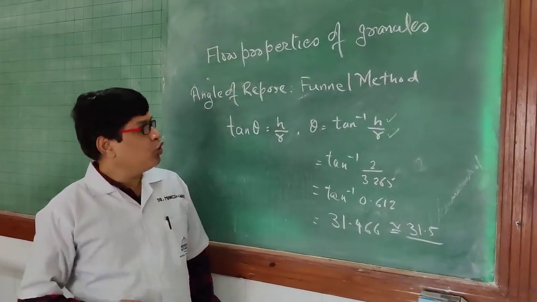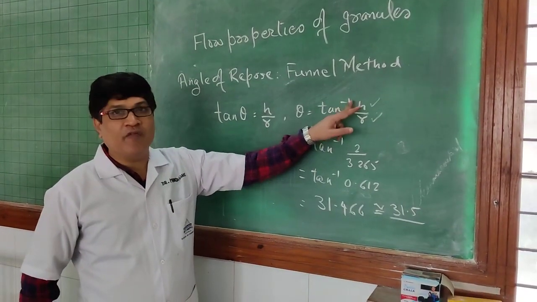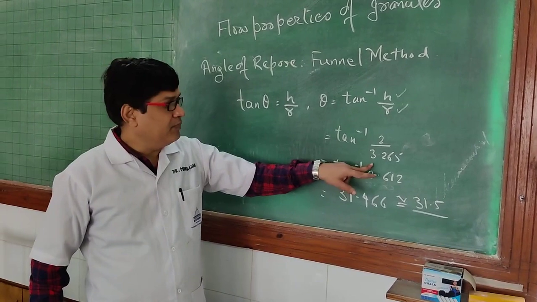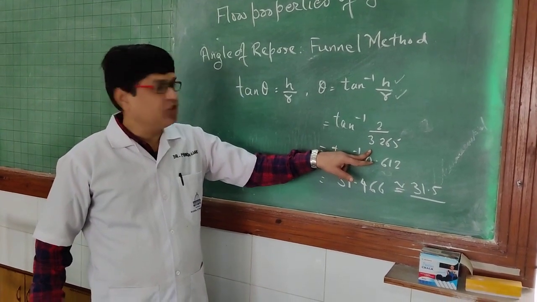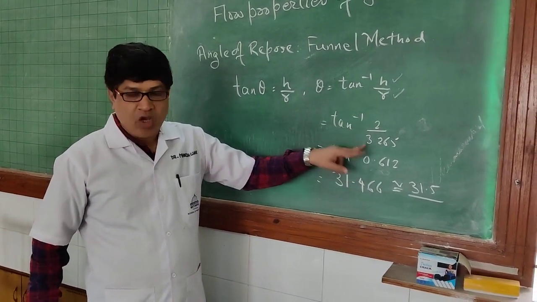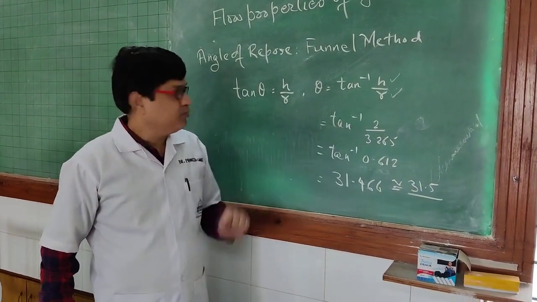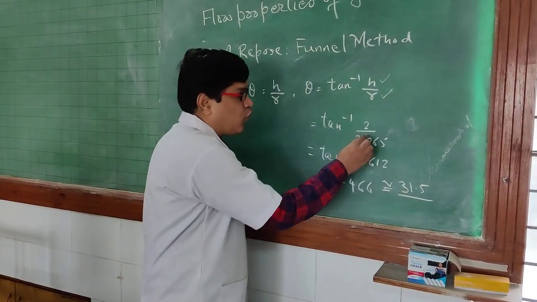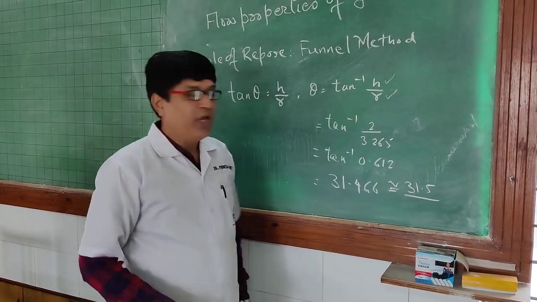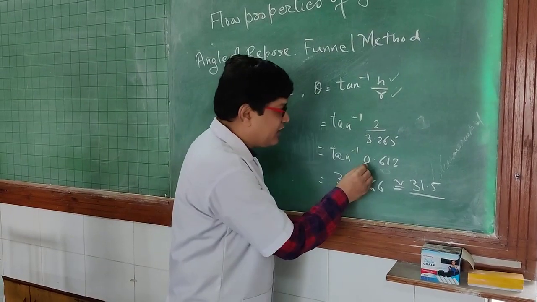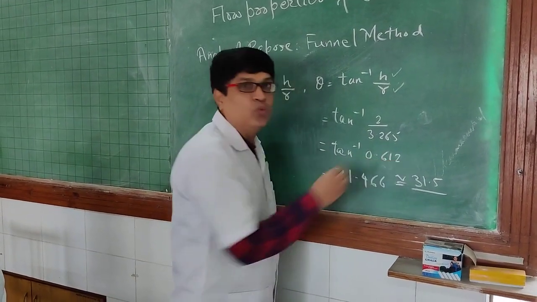So now what we are going to do is substitute these values of H and R, which is 2, the height was 2 centimeter and the radius was 3.265 centimeter. So we have substituted these values of H and R over here. So it becomes tan inverse of 2 upon 3.265. If we divide 2 by 3.265, the answer that we get is 0.612.